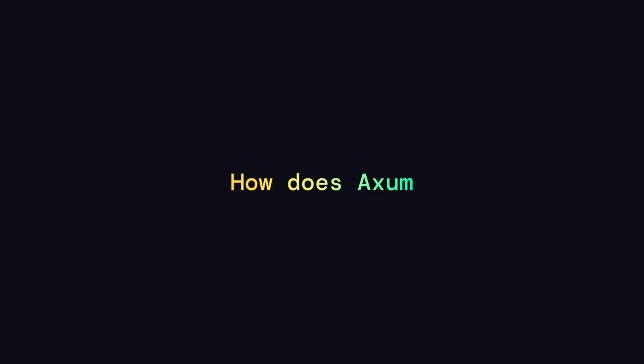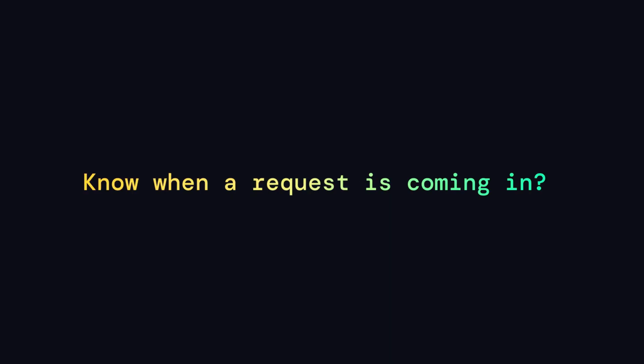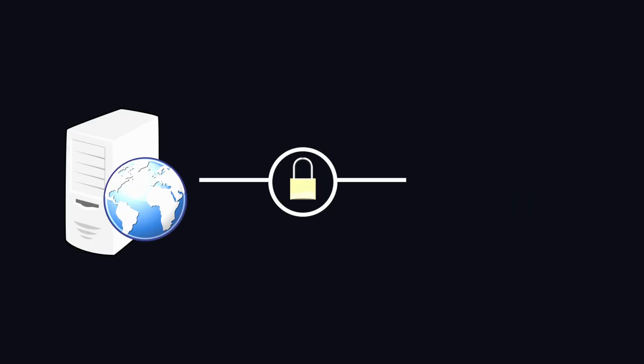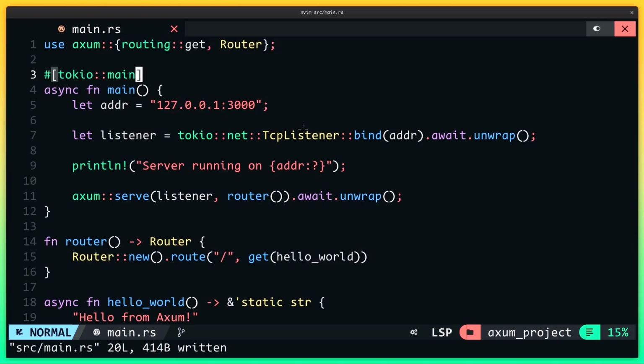How does Axum or any web framework know when a request is coming in? It all starts with binding the server to a specific address. In our main function, we define this as the address string, which means our server will run locally on port 3000. Axum relies on Tokio's TCP listener to listen for incoming connections. By passing our address to TCP listener, Axum can continuously watch for requests on port 3000.